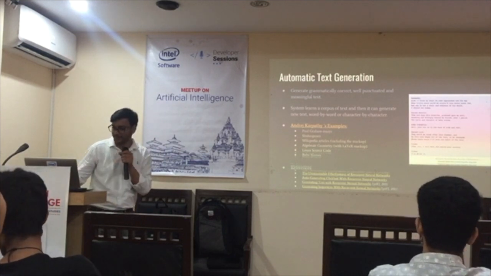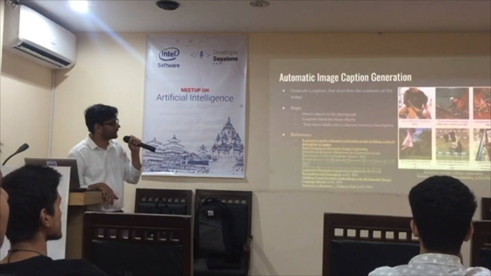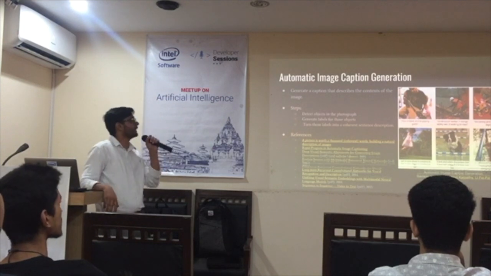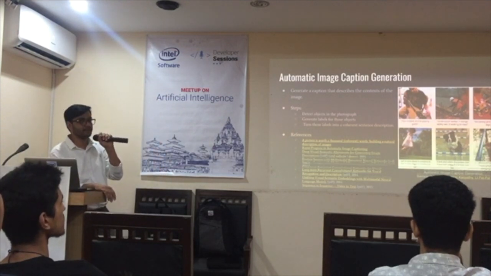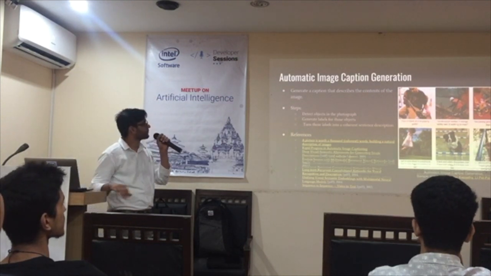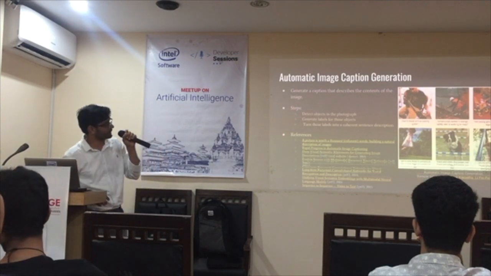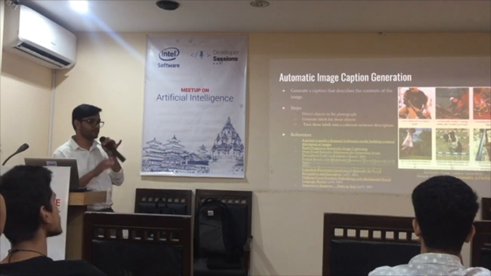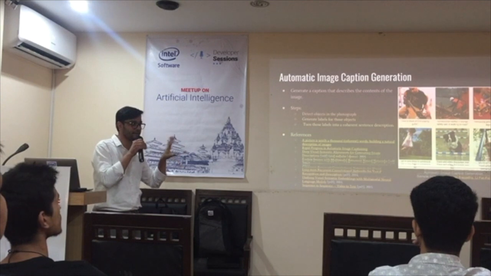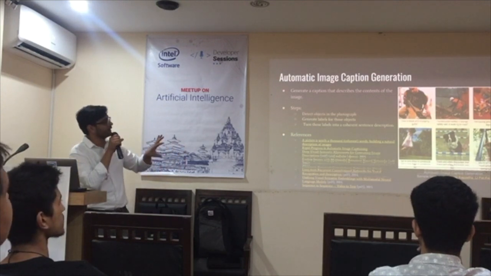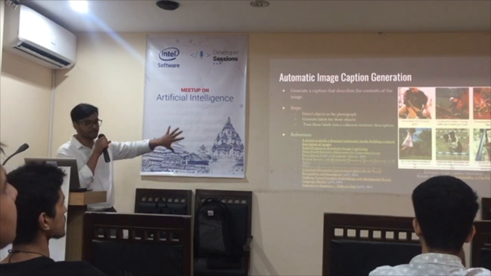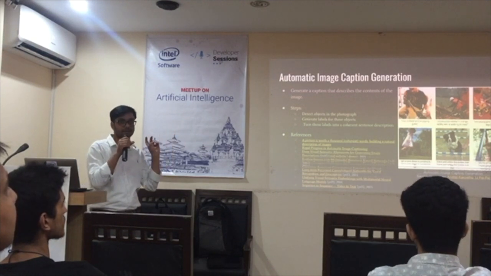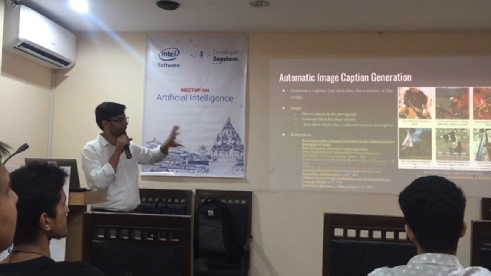Okay. Another very good and very useful achievement in machine learning with deep learning is automatic image caption generation. That means the system will automatically describe the image. Here mainly two deep learning techniques are used.